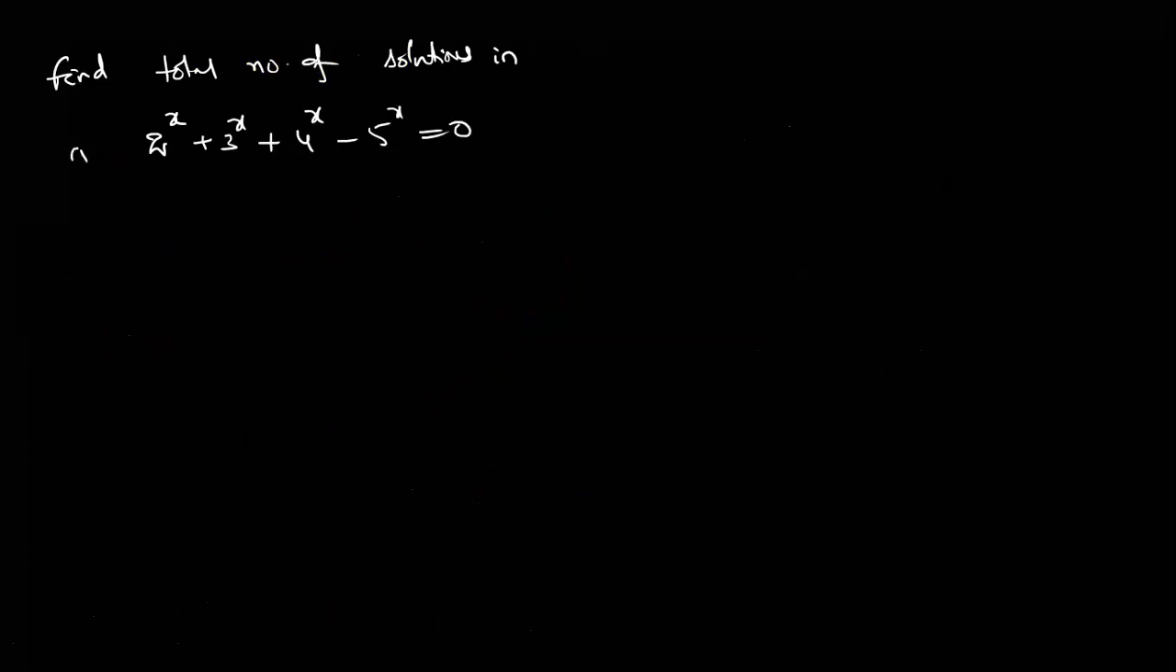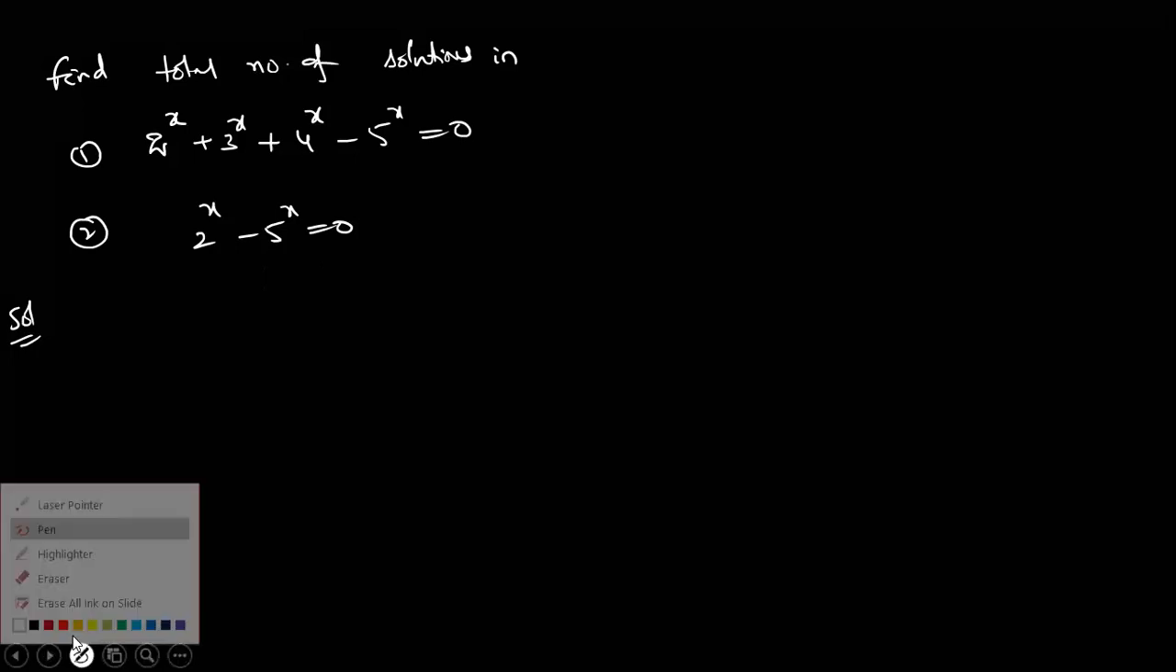Okay. Find the total number of solutions in 2^x + 3^x + 4^x - 5^x = 0. And 12^x = 5^x. I'm choosing a simple question. How to solve, see. Right now, I'll tell you. First, we discuss question number 2.